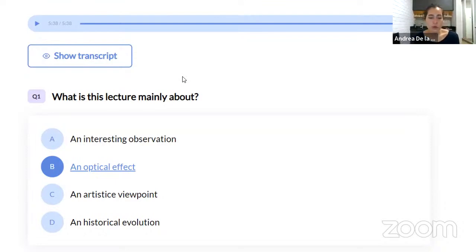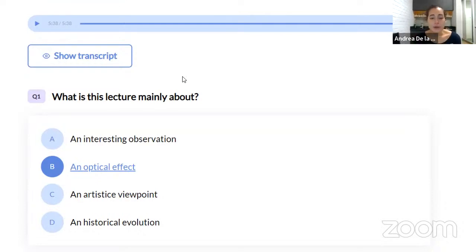So maybe you go to your notes or you remember that perspective, the definition was the way that an artist represents three-dimensional objects in a two-dimensional canvas, right? That is perspective. So what is that? Is that an interesting observation? Not really, right? The professor isn't talking about something he observed. No. Is it an artistic viewpoint?